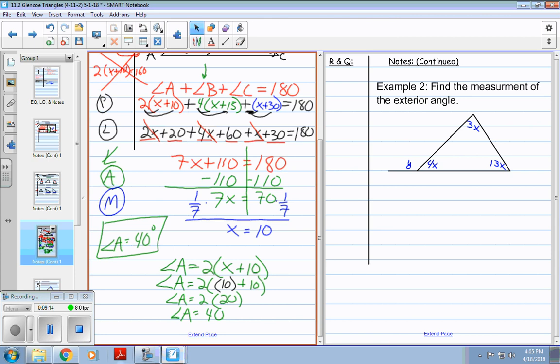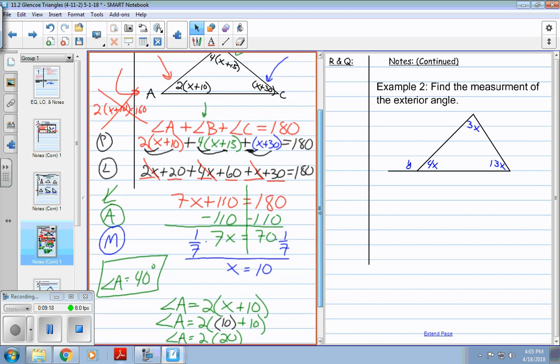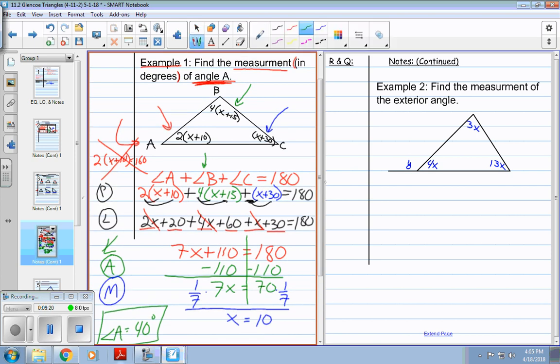A good way to check you have this problem done correctly would be to actually substitute the 10 back into angle B's expression and back into angle C's expression. And then when you add the 3 numbers you get for angle A, B, and C together, they should equal what number? Yeah, 180 degrees. All right, so let's go ahead and move on to example 2.